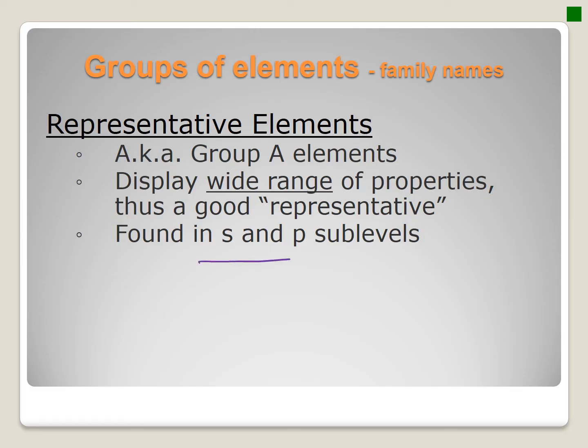They're found in the S and P sublevels, which we will talk about in a further unit. But if you ever see a group A element, they are also known as representative elements. Just like your representative that is elected should represent everybody, all of its constituents, these group A elements should represent all of the characteristics that elements can have.